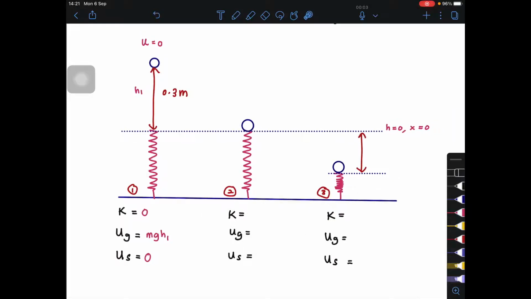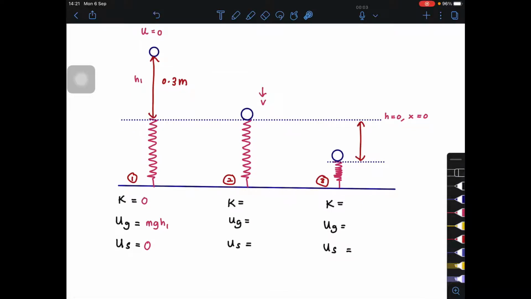Okay, so the second one. Since dia akan dijatuhkan with certain velocity, right? At this point there will be velocity sebab dia tidak stop dekat sini. Dia akan keep on moving until this one become maximum compressed. So there is a velocity, meaning that there is a certain value of kinetic energy. And potential energy, since dia ngam-ngam dekat h sama dengan kosong, tiada potential energy. Dan since dia juga di atas spring ni masih dekat kedudukan h sama dengan kosong, elastic potential energy pun tiada.